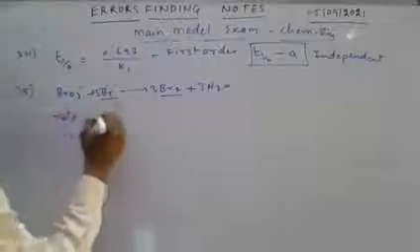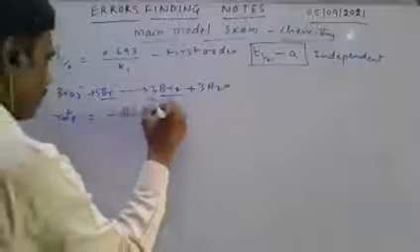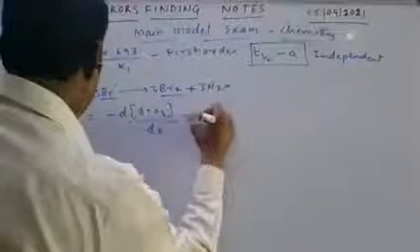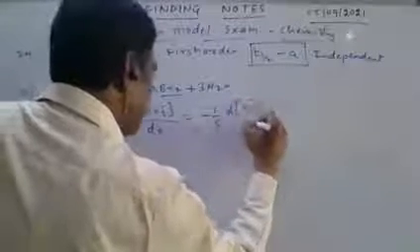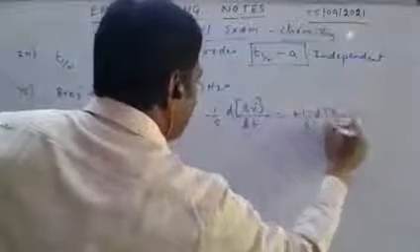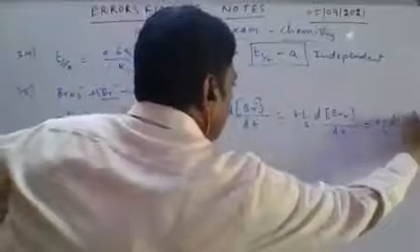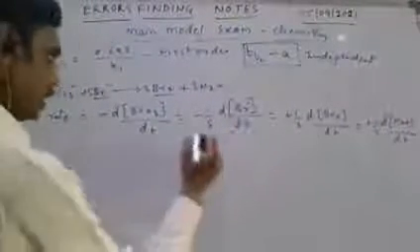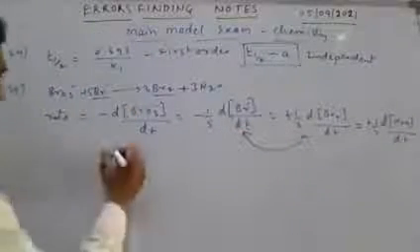First, the rate expression with respect to BrO3 minus: d of BrO3 minus by dt is equal to minus 1 by 5 d of Br minus by dt, is equal to plus 1 by 3 dBr2 by dt, is equal to plus 1 by 3 d of H2O by dt. This is the rate expression. Now the relation between these two.